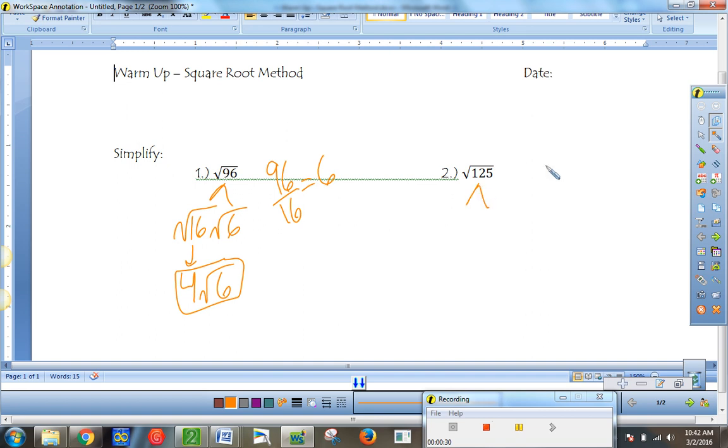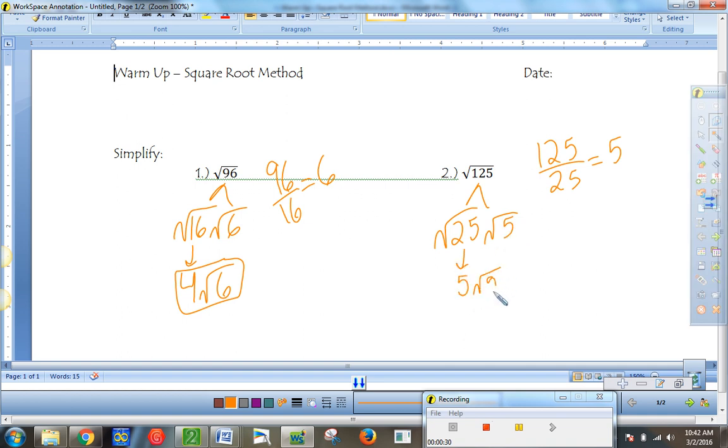How about square root of 125? What perfect square goes into this? 25. How many quarters are there in $1.25? 5. That's all that's possible right there. So this turns into 5 square root of 5.